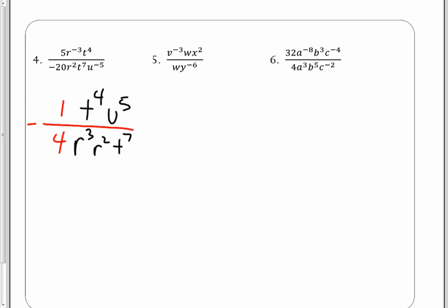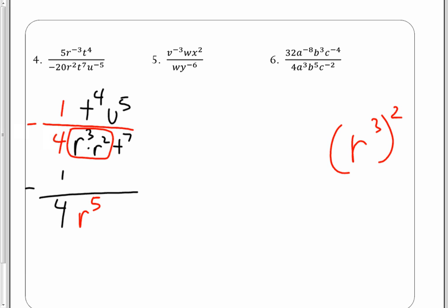Do you have any variables that are the same? What is R3 times R2? R5. It's still on the bottom. Is it a power on top of a power, or is it just 2 powers next to each other? If it's next to each other, it's just 3 R's and then 2 more R's, which is 5 R's. You only multiply it if it's a power on top of a power. What you're thinking of would be if you had that. You don't have that.